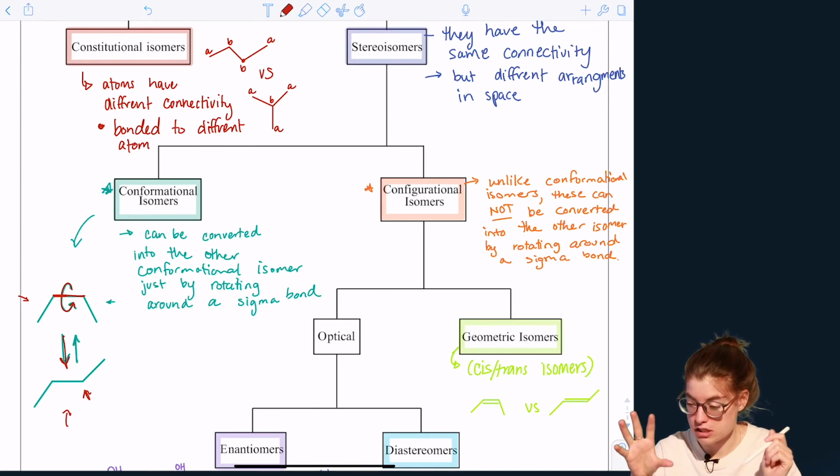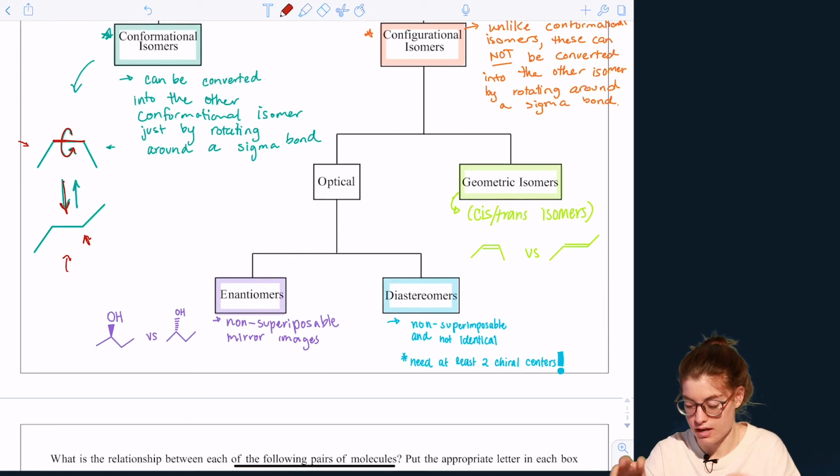And so the spatial arrangement is stuck. Let me show you the two types. There are geometric isomers and then there are optical isomers. Both of these types are configurational isomers.